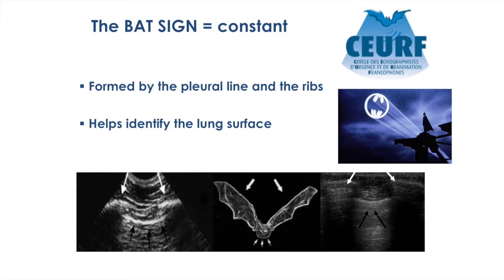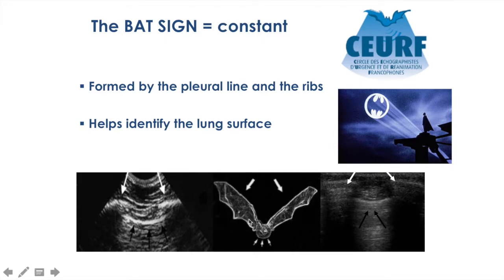The first artifact you will look for is the pleural line. It is not the pleura itself, but an artifact created by the interaction of the fluid of the subcutaneous tissue and the air in the lung. To find the pleural line, Daniel Lichtenstein has created the bat sign. It is constant, as it helps identify the lung surface.